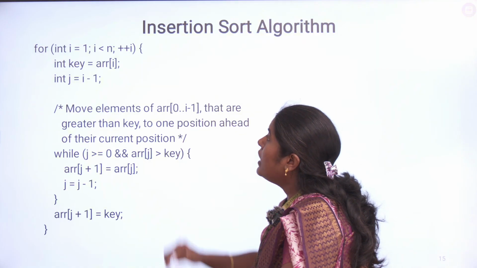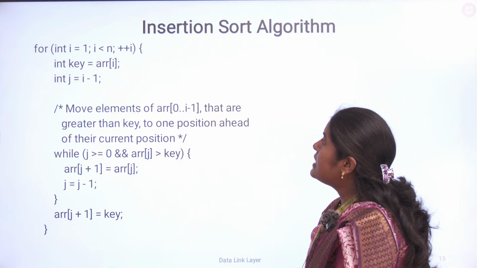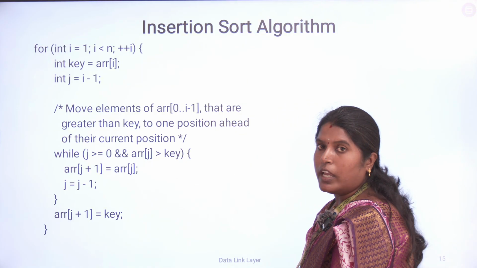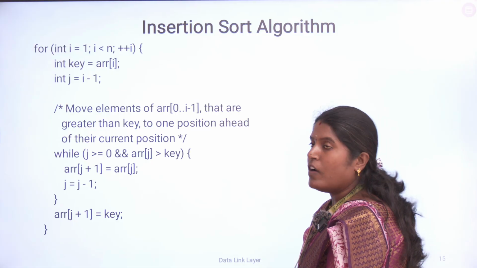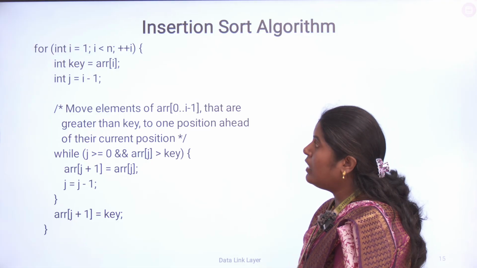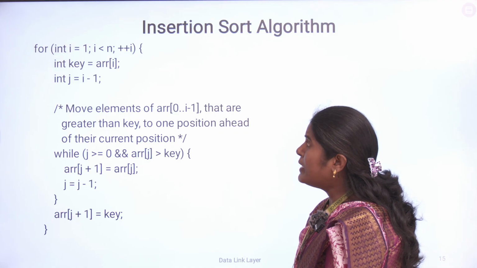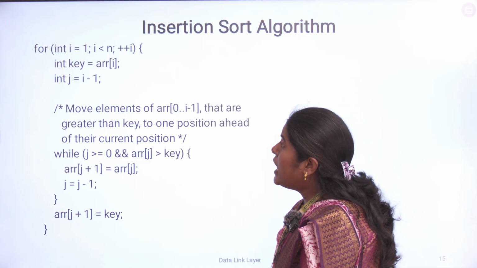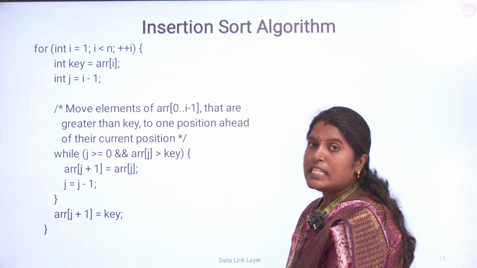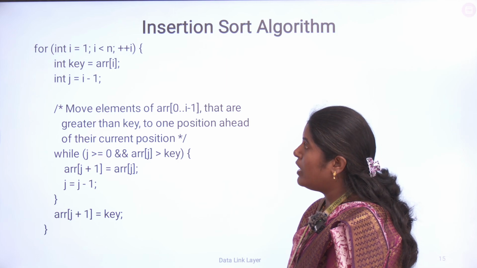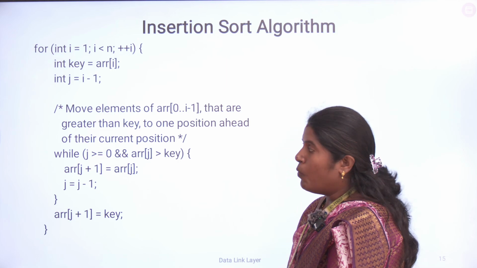See here, for int i is equal to 1, i is less than n, i plus plus. Int key is equal to array of i. So we are taking the key element, it is present in array of i. Int j is equal to i minus 1. So we are initializing a variable j and the value assigned to the variable is i minus 1.